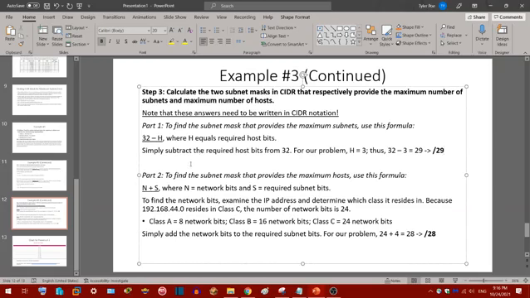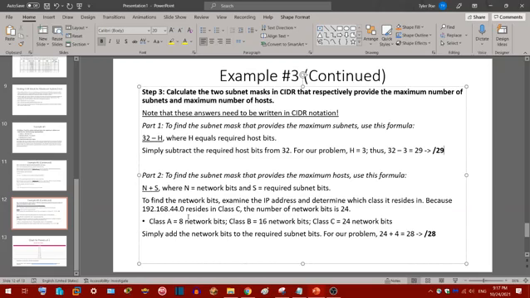So to find the subnet mask that provides the maximum hosts, use this formula, n plus s, where n equals network bits and s equals required subnet bits. To find the network bits, examine the IP address you're given and determine which class it resides in. Because 192.168.44.0 resides in class C, the number of network bits is 24. So as a little review, when you work with class A addresses, the 8 will be your answer for network bits, class B is 16, and class C is 24.